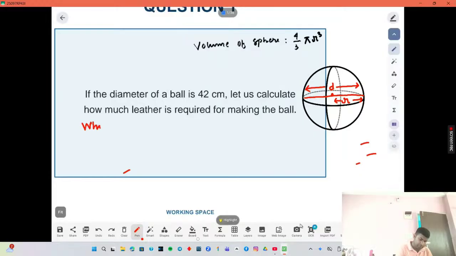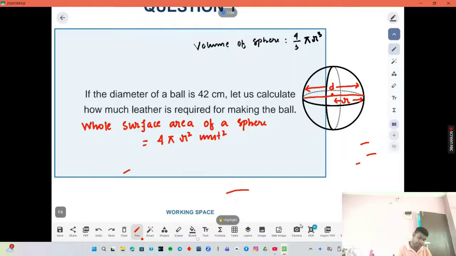So the whole surface area of a sphere is equal to 4 pi r square unit square, which is equal to 4 into 22 by 7 into 42 by 2 into 42 by 2.